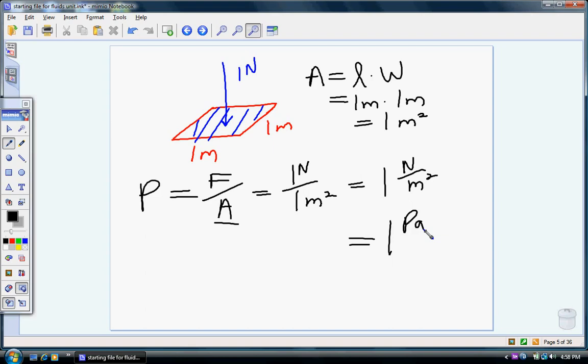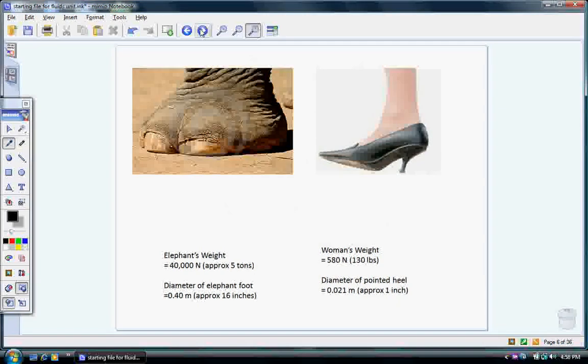Let's take a look at another example here. On the left, I have an elephant foot pressing down on the ground, and on the right, I have a woman's high heel pressing down on the ground, and I want to compare these two pressures. Let's say the elephant has a weight of 40,000 newtons, approximately 5 tons, and the diameter of the elephant's foot is 0.40 meters. Well, if the diameter is 0.40 meters, the radius here is going to be equal to 0.20 meters.